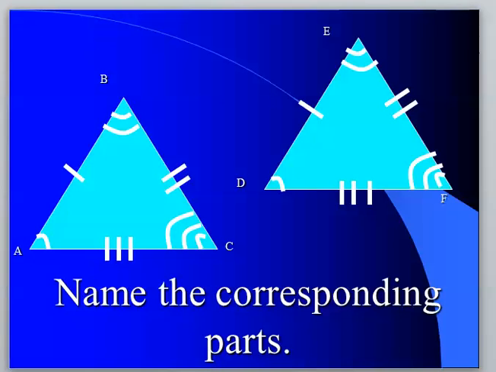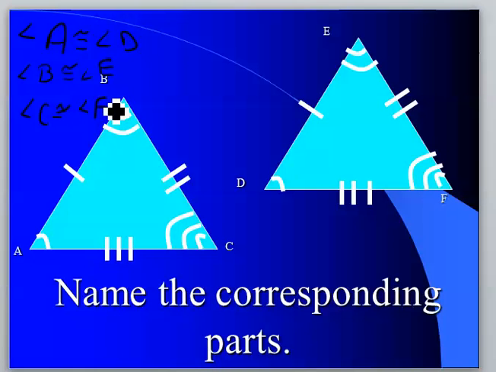This example says name the corresponding parts. So I'm going to look at the marks that are drawn on the diagram, and we're going to name all of the corresponding parts. So we'll start with the angles. This angle A has a single arc, so angle A corresponds with and is congruent to angle D. Angle B corresponds with and is congruent to angle E. Angle C corresponds with and is congruent to angle F.